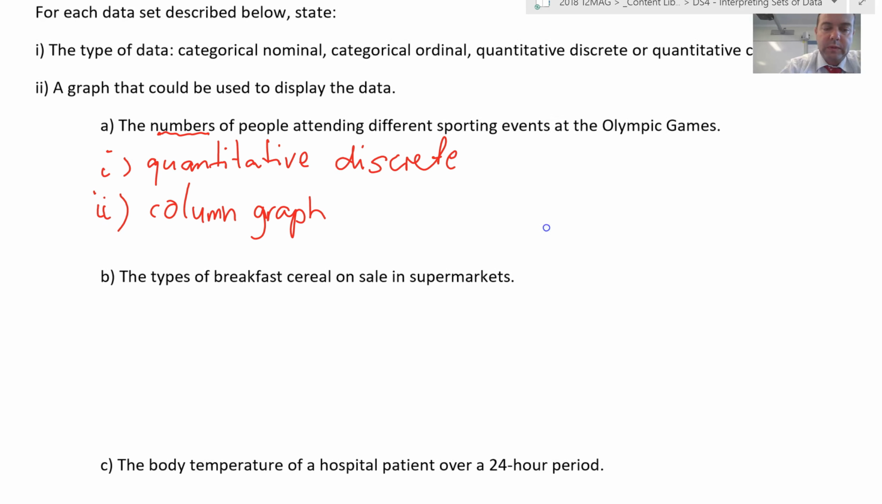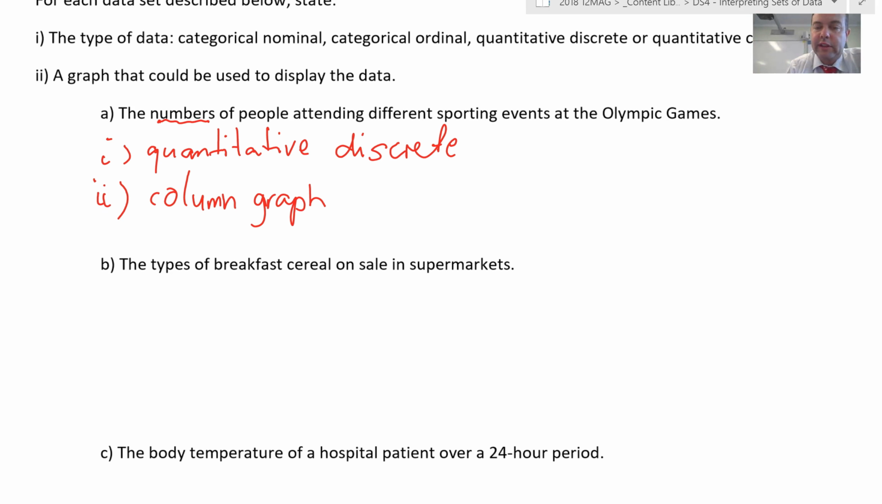All good? Types of breakfast cereal on sale. Well, types, there's a bit of a keyword there, probably suggests that it's categorical. Categorical? Yep, and if I sort of think about it a bit more, yes. Types of breakfast cereal, maybe these are, like mueslis or corn-based or rice-based or something like that. Types of breakfast cereal on sale in supermarkets. So this is going to be categorical, nominal.